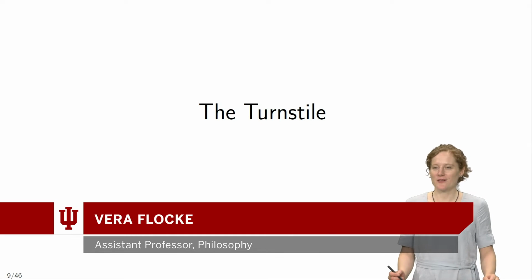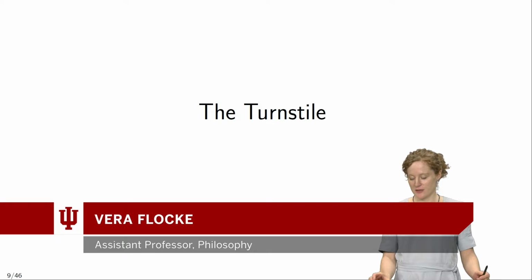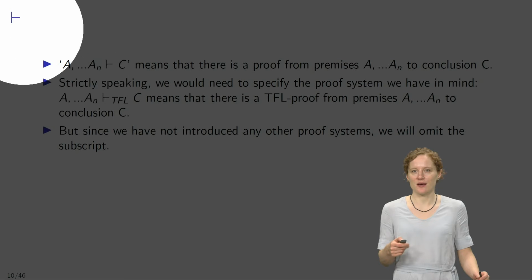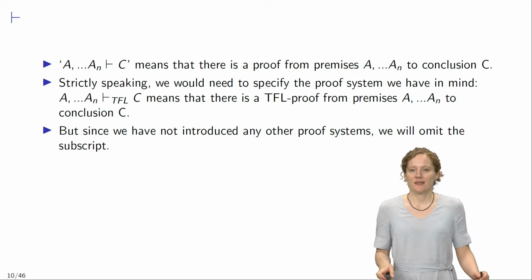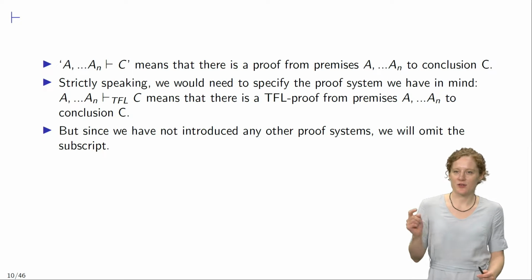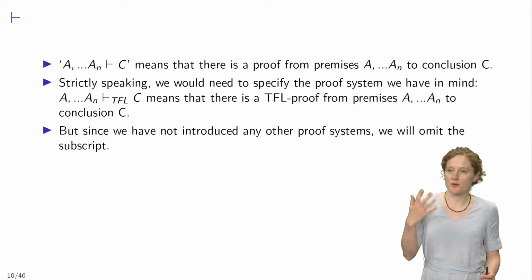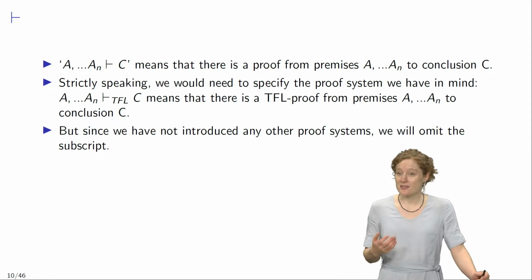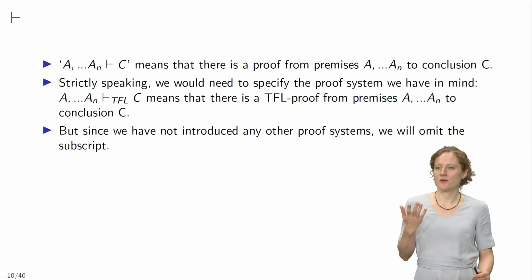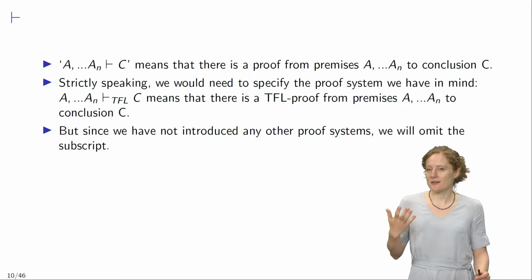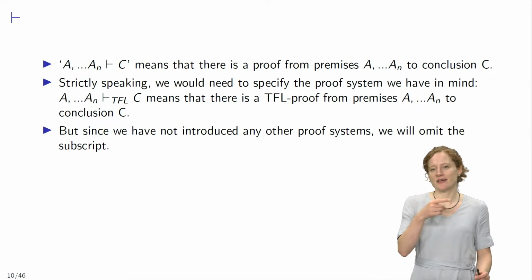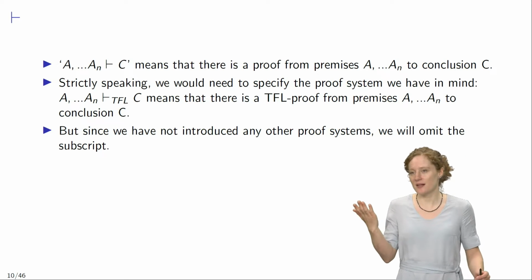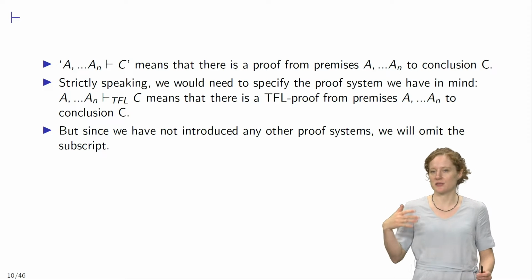The second new symbol that we are going to encounter today is the so-called turnstile. The turnstile looks like this little symbol in the upper left corner there. And the sentence A1 to AN turnstile C means that there's a proof from premises A1 to AN to conclusion C. Now, strictly speaking, we would need to specify the proof system that we have in mind. So strictly speaking, we would need to say that A1 to AN turnstile subscript TFL C means that there's a TFL proof from premises A1 to AN to conclusion C.